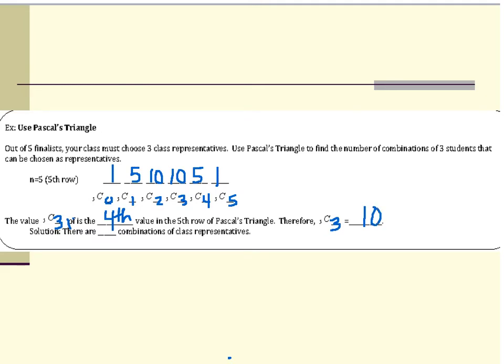So our solution, there are 10 combinations of class representatives. So what students would make mistake on here is they say, oh, choose 3 people, that'd be right here. You've got to remember the first one is always choosing 0.